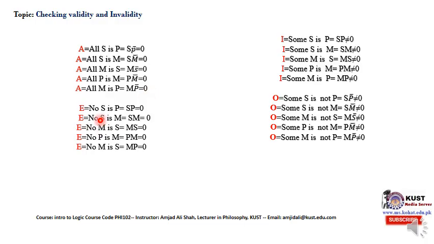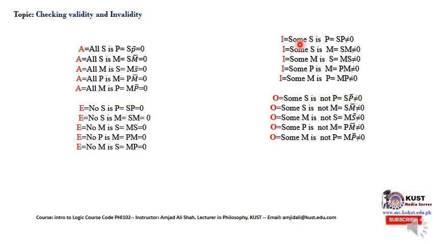In the E proposition, if you remember, No S is P, we diagram as SP is equal to 0. So there is no bar on either letter of the clause SP. So No S is M, likewise we follow the same pattern: SM is equal to 0; No M is S, MS is equal to 0; No P is M, PM is equal to 0; No M is P, MP is equal to 0.